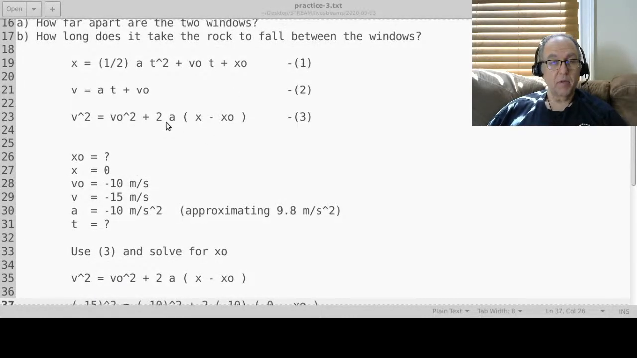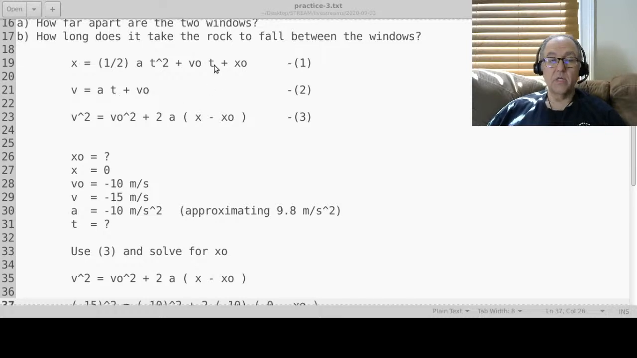You're solving for time, right? So you can use equation number 1 because you know everything in there. Now you know x naught. The only thing you don't know is t. And you could use equation number 2 because you know v naught, you know a, and you know v. And so t is the only unknown.